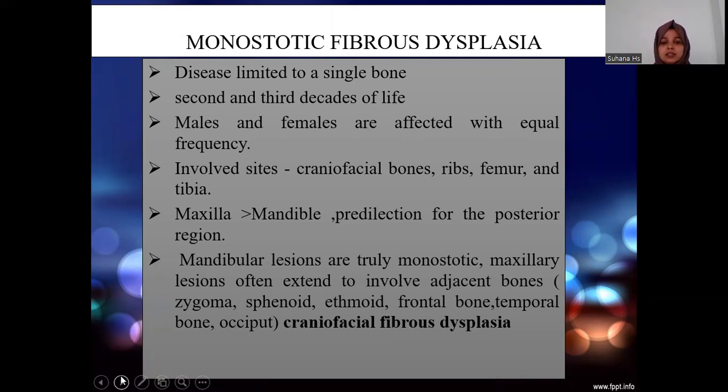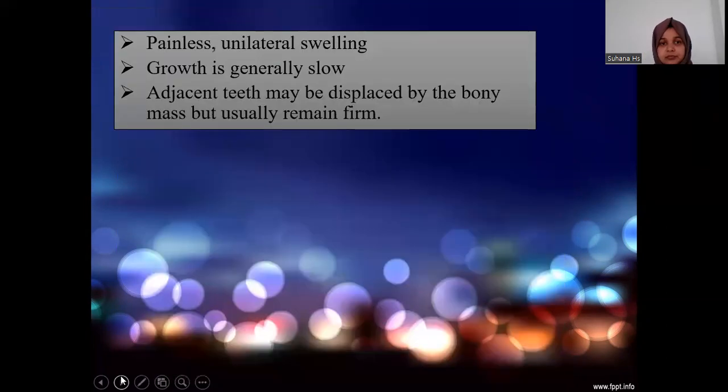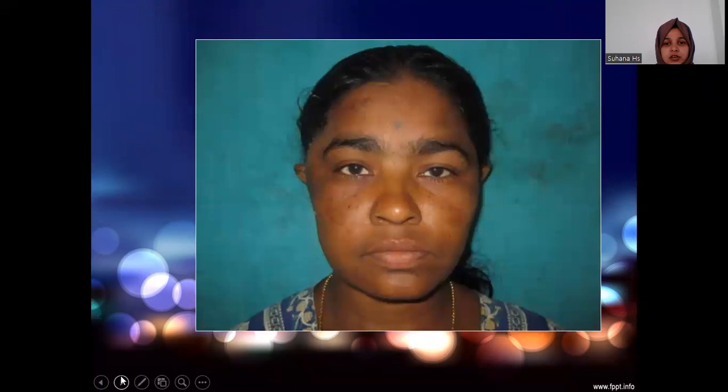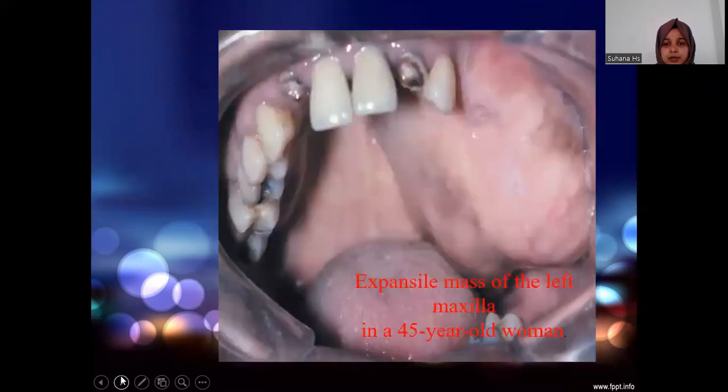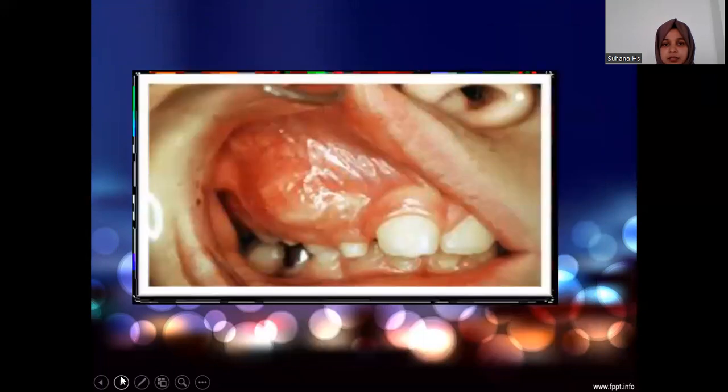Maxillary lesions often extend to involve adjacent bones like zygoma, sphenoid, ethmoid, frontal bone, and temporal bone, hence known as craniofacial fibrous dysplasia, which is a painless unilateral swelling. Growth is generally slow and adjacent teeth may be displaced. Here is a picture of a woman showing fibrous dysplasia. One side of the face is affected. Here is an expansile mass of the left maxilla. Here is also an expansile mass.